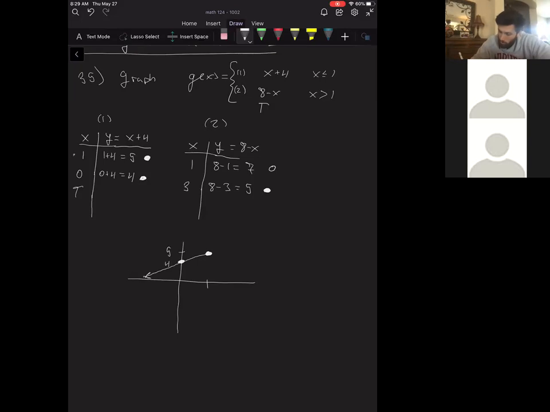Now for equation number 2, we're going to have an open circle at the point (1, 7). So here's 7, we have an open circle. And then we're going to have a closed circle at the point (3, 5). What did we say this was? This is 1. Yeah, at 3, and then at 5, we have a closed circle. Then we're going to connect this point to this point. Okay, and that's all we need to do. So then we're done graphing this piecewise function.